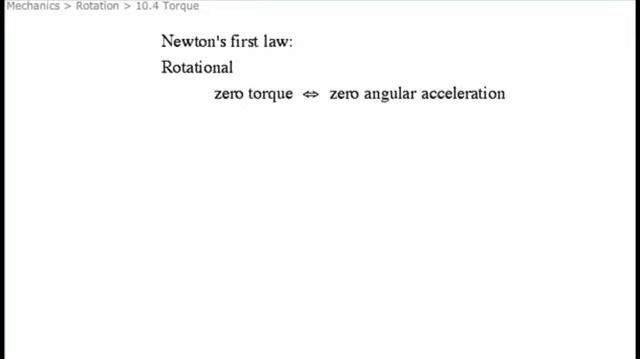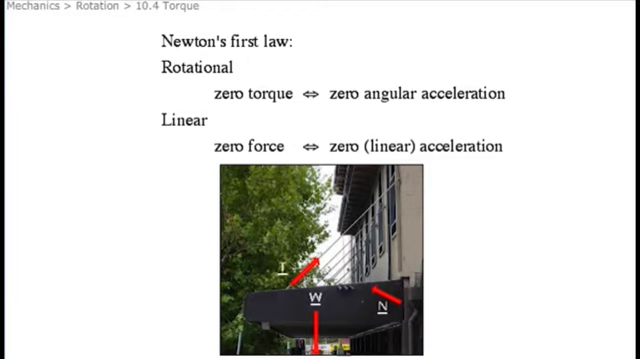Newton's first law for rotation is simple. Zero torque gives zero angular acceleration. If we add the first law for linear motion, we can now analyse the forces in structures that don't move, a subject called statics.